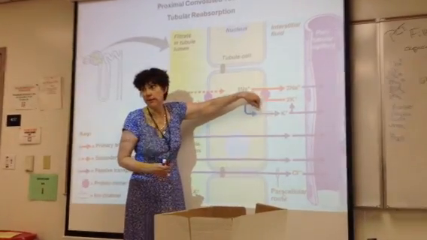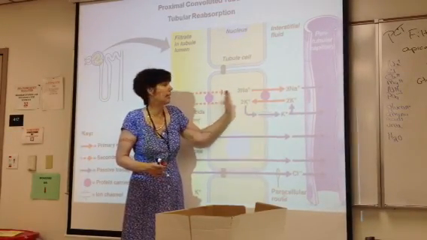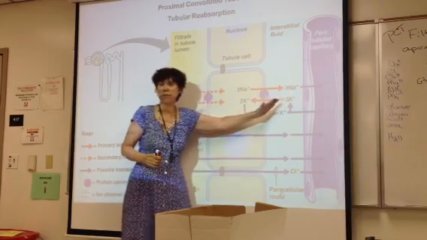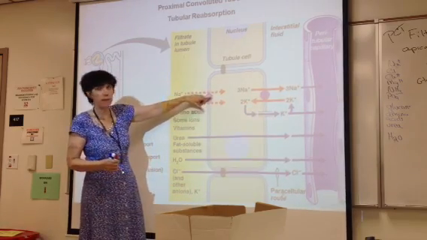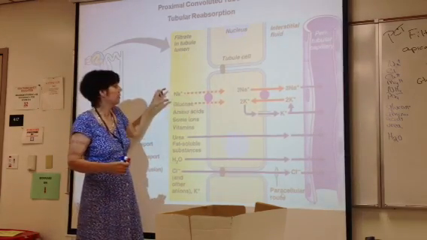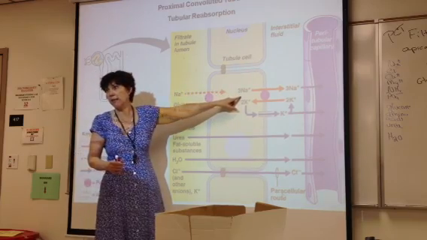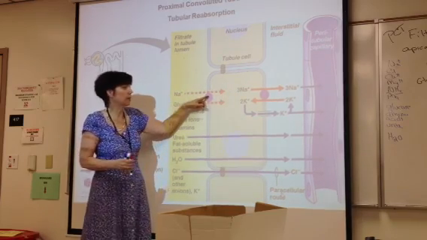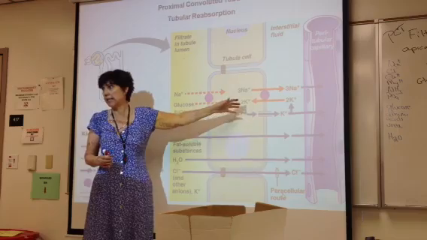So here is the active transport of sodium, depleting the cell of sodium, increasing the drive from the filtrate side, so that when sodium moves down its concentration gradient, glucose, which fits on that same molecule, is pulled into the cell as well.